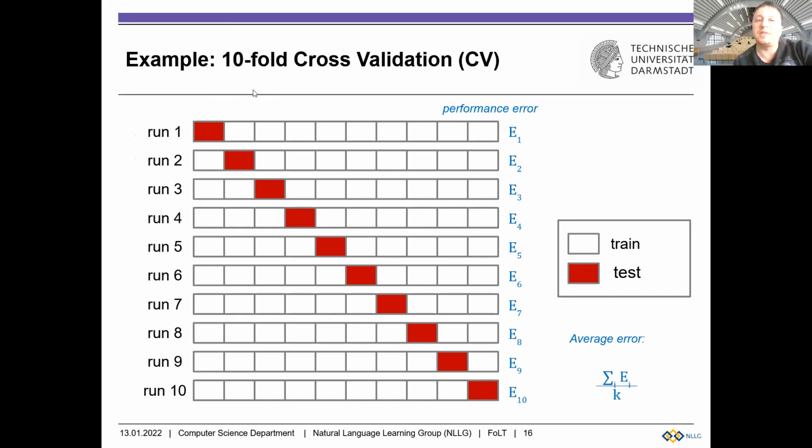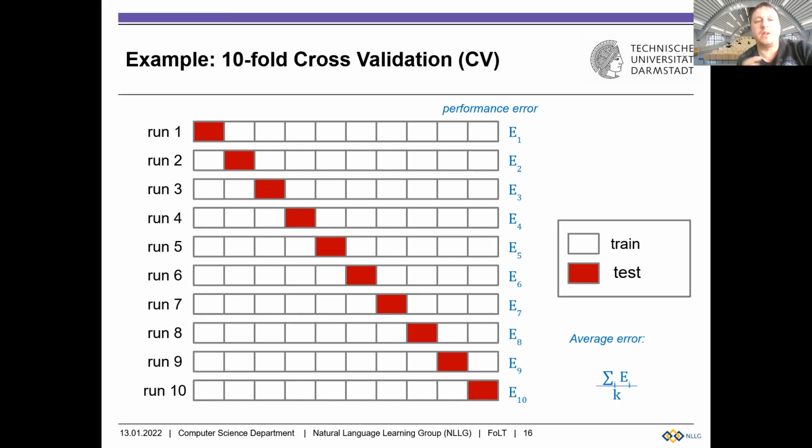So why tenfold? Tenfold is a good compromise. If we do this more often, then potentially we get a better estimate of the error because we do more averaging. And also we do have a larger train set. So our model would be using more of the training data. So we will use more of the full data to do the training.